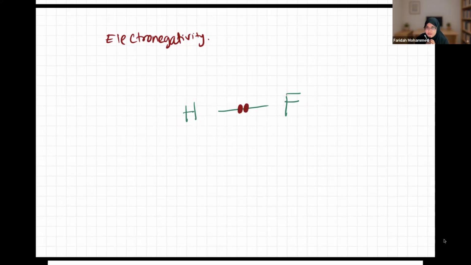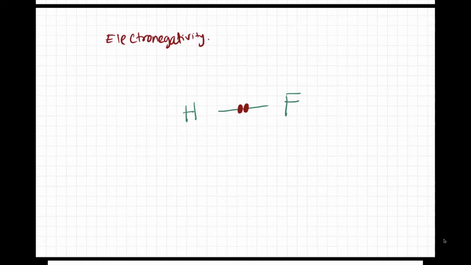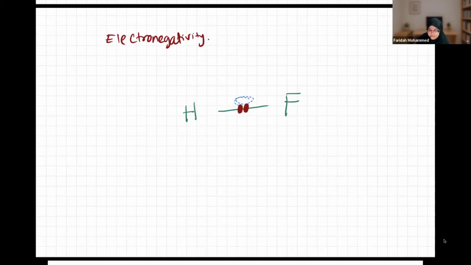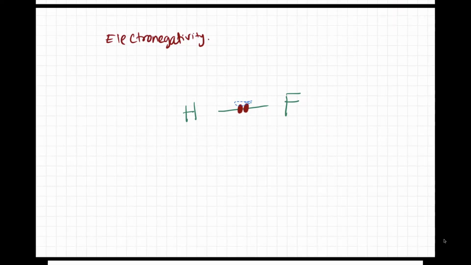Now, the question is: is the electron going to be exactly in the middle between hydrogen and fluorine, or is it going to be towards one of them? It'll be closer to one element than the other, in this case fluorine, because it's more electronegative, meaning it has a stronger attraction to the electrons shared between them than hydrogen.